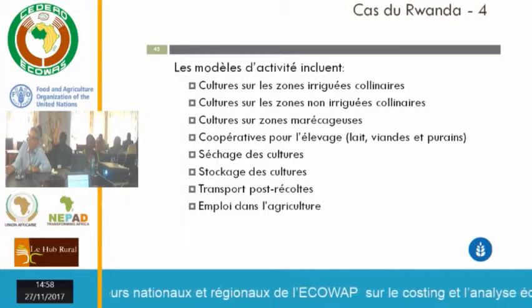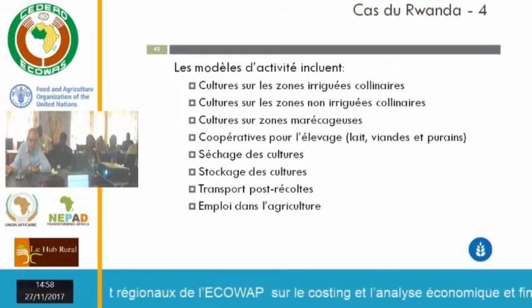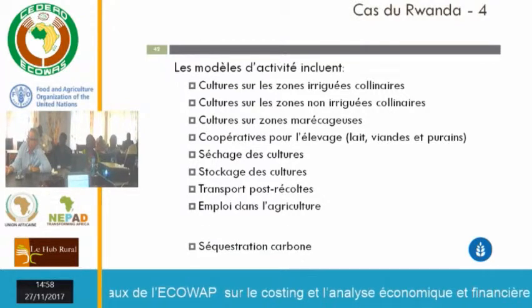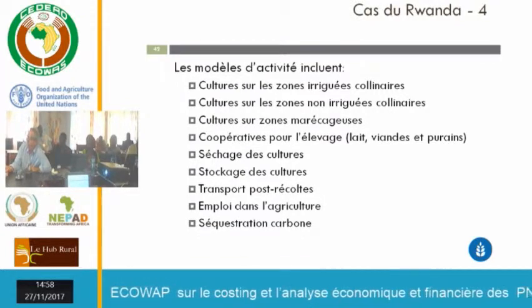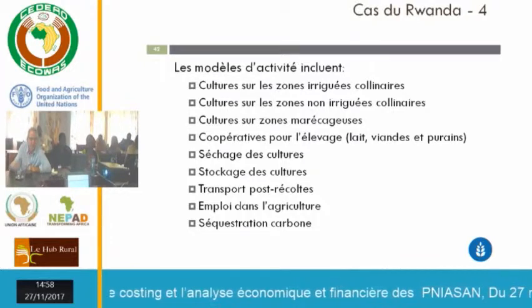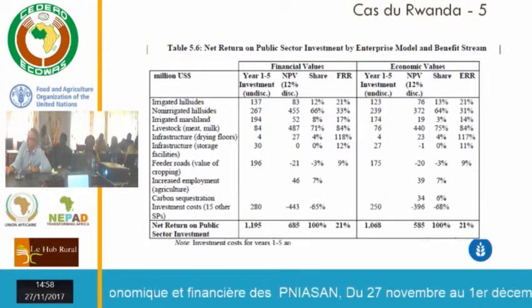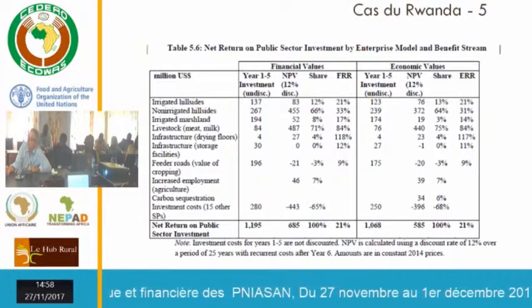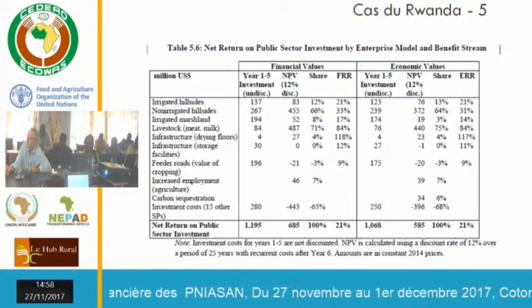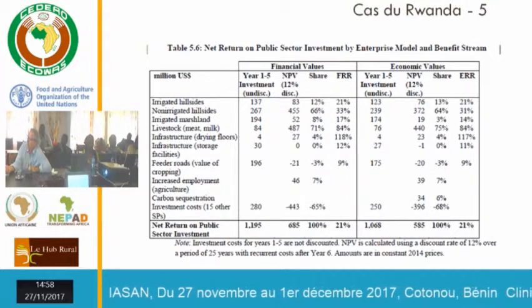We also have activity models that show impact of employment, agricultural employment, for example, for landless people. So there's an analysis at this level. And also there's a model that shows carbon sequestration derived from soil conservation. So this is what Rwanda did, with a summary of the financial and economic analysis.